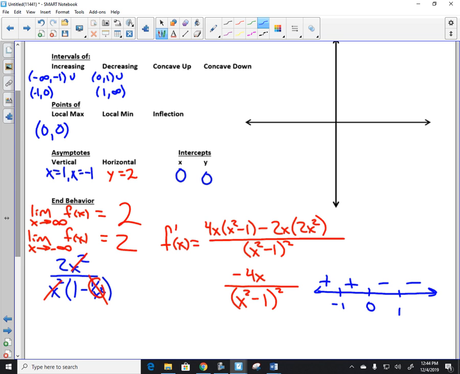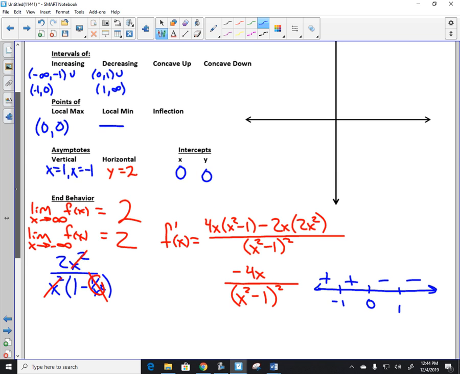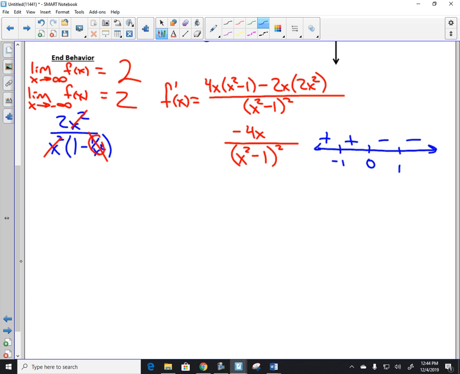And when we plug it in, we get 0. We already know that one. So is there a local min? Why not? Doesn't change from negative to positive. Very good. Excellent. How do I determine the other two? Second derivative. Oh boy. This is ugly.